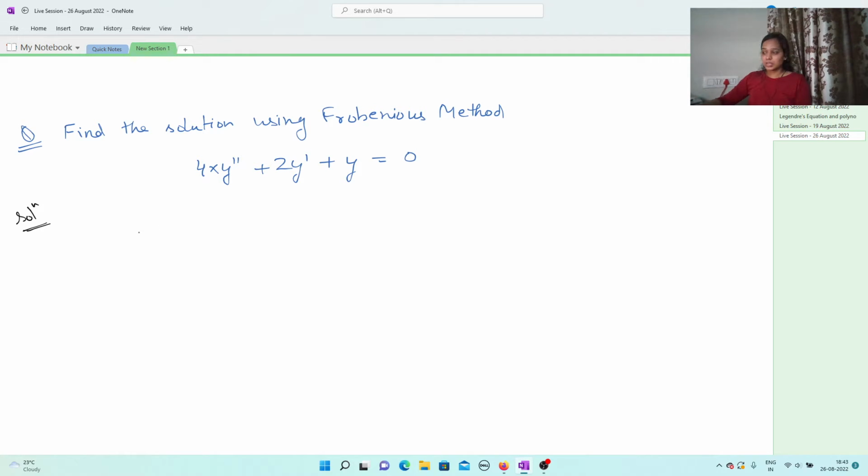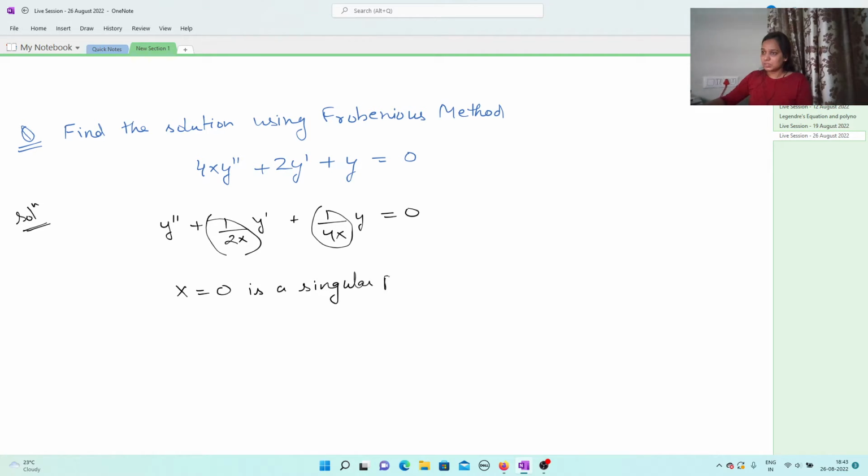Alright? Okay, so if we write this equation in the standard form, what will it be? y'' + (1/2x) y' + (1/4x) y = 0. So clearly from these two, what we can say is that at x equal to 0 there is a singularity. So x equals 0 is a singular point. Now we want to know whether this singularity is regular or irregular about x equals 0.